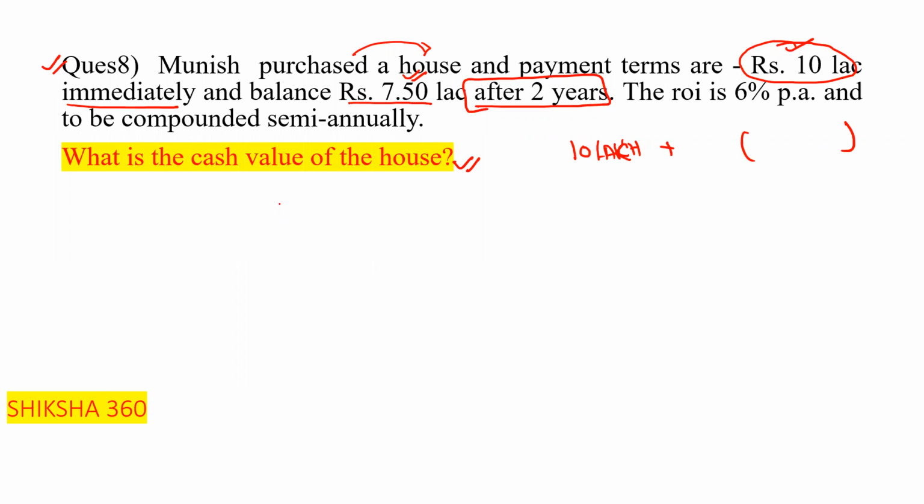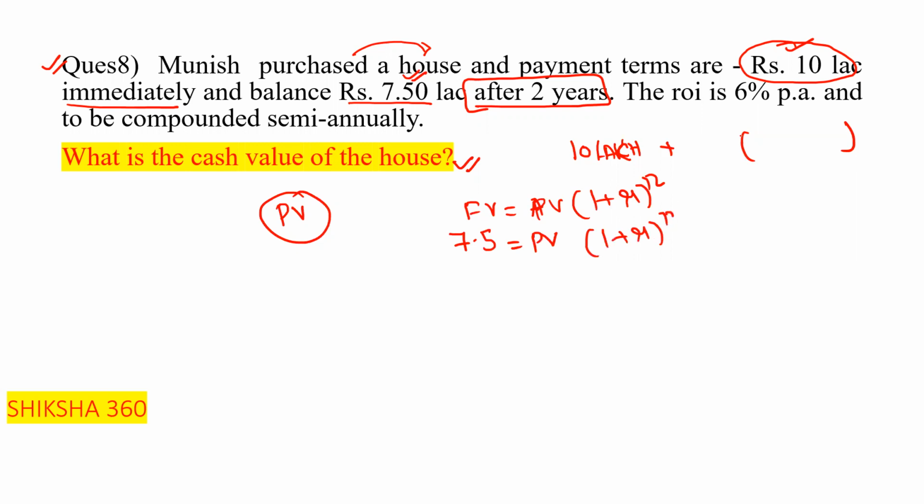So we have to find the present value of 7.5 lakh. What is the formula? Future value is present value into 1 plus r power n. Here the future value given is 7.5 lakh, equal to present value into 1 plus r power n.